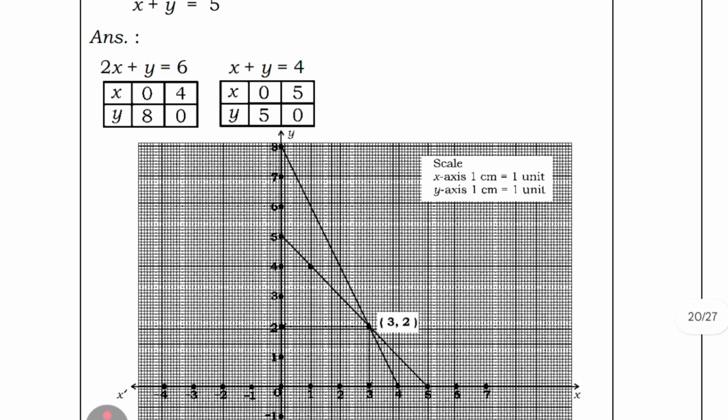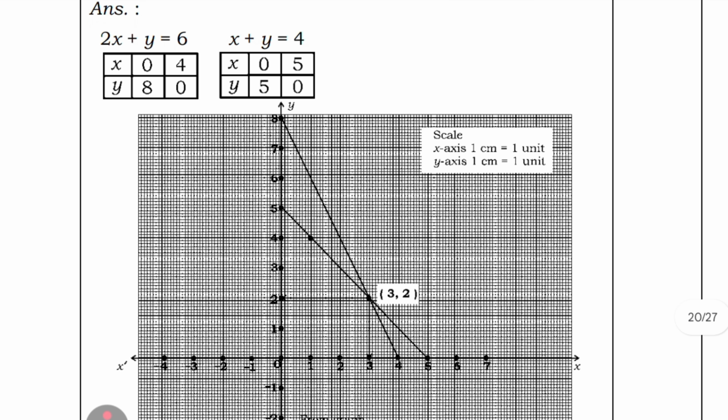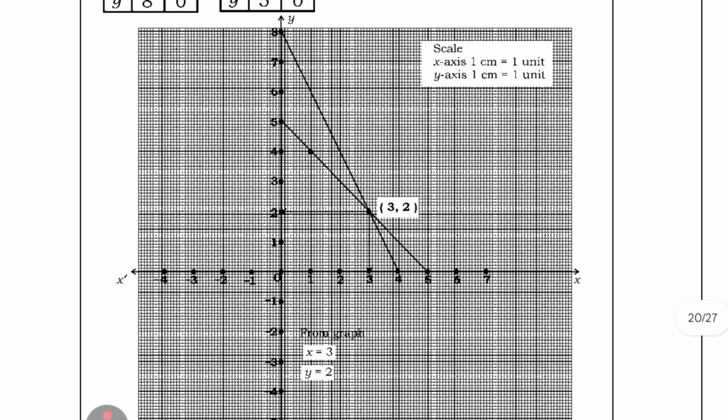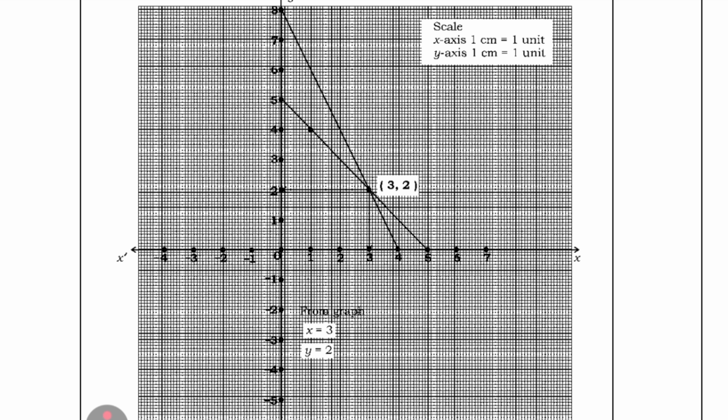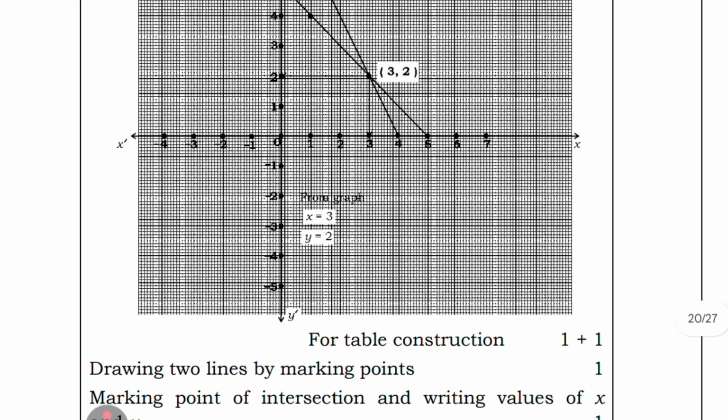First you have to find the xy values and you should put them into the table for the particular equation, and you should also write the scale. X-axis 1 centimeter is equals to 1 unit, y-axis 1 centimeter is equals to 1 unit. You should also write the units. For that only there will be marks.